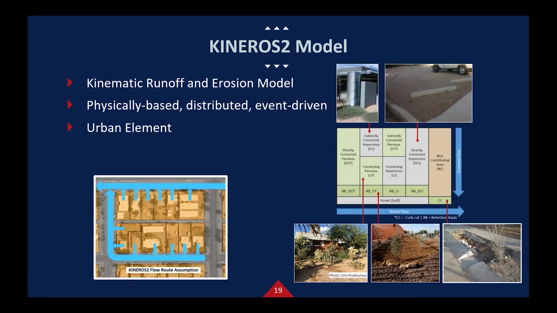And then you can represent half of the street in front of the house. And along with this, green infrastructure practices are represented similarly as well. So any water that falls in the indirectly connected impervious area can be captured into a cistern. And once the cistern fills up, it starts to overflow and will flow into the connecting pervious. And when the infiltration capacity of the connecting pervious is met, the water will flow into the street.